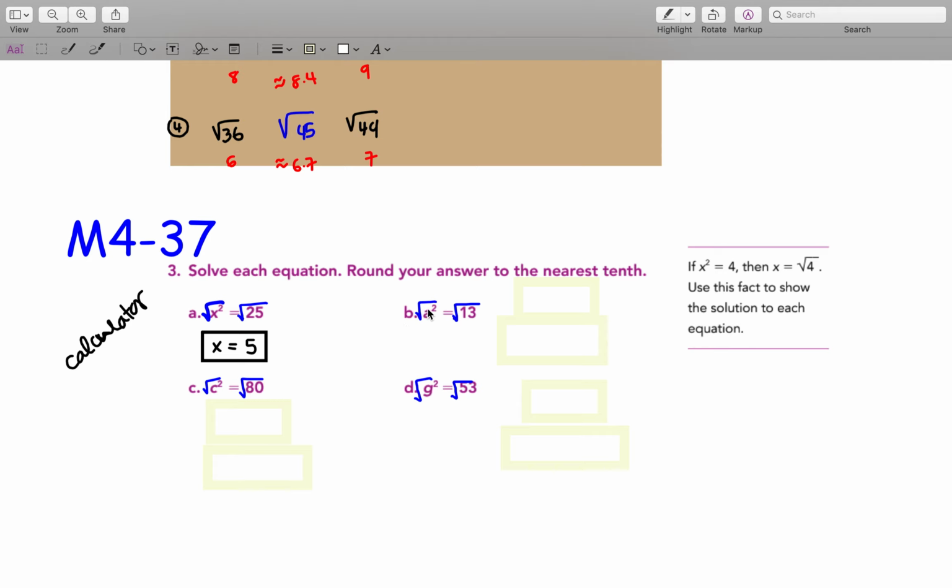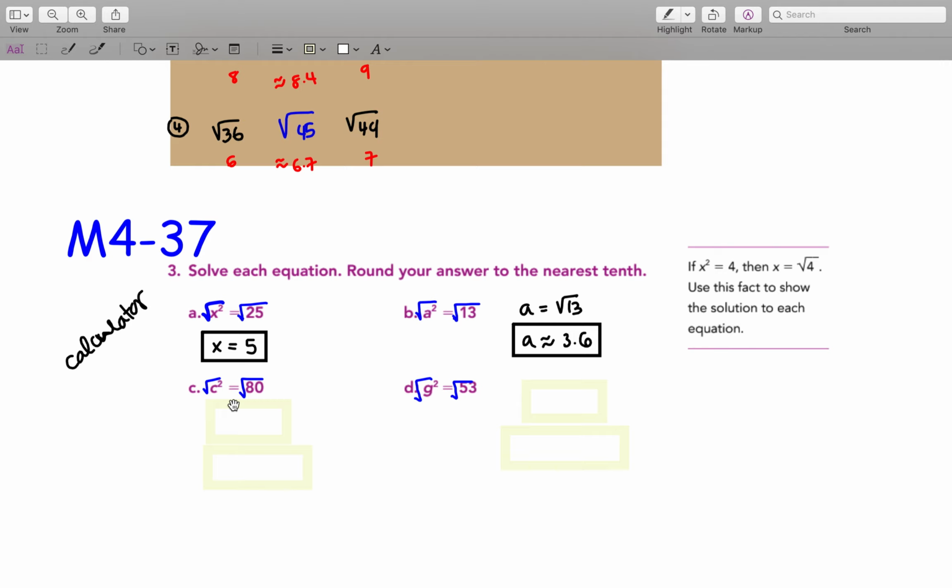Next, a squared is equal to 13. We put the radical above both sides. The square root of a squared is a, so a is equal to radical 13. Using a calculator, you push the radical sign and put 13 in it. You would get a is about 3.6.